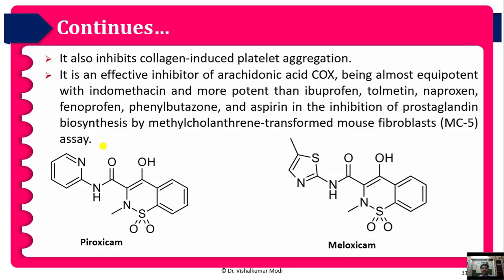It is an effective inhibitor of arachidonic acid cyclooxygenase, being almost equipotent with indomethacin and more potent than ibuprofen, tolmetin, naproxen, fenoprofen, phenylbutazone and aspirin in the inhibition of prostaglandin biosynthesis in the methylcholanthrene-transformed mouse fibroblast MC5-5 assay.